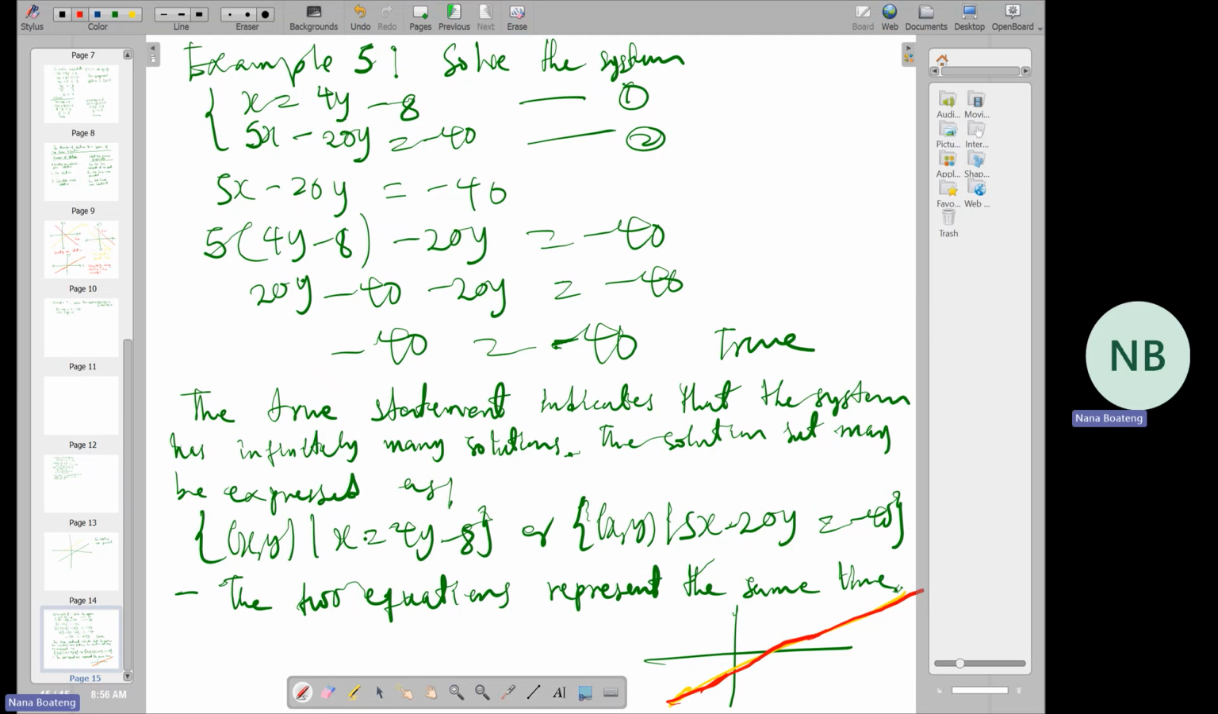So the two equations represent the same line. Graphically, this is how it's going to look. All right. So let's look at some other application examples that involve revenue and cost functions.